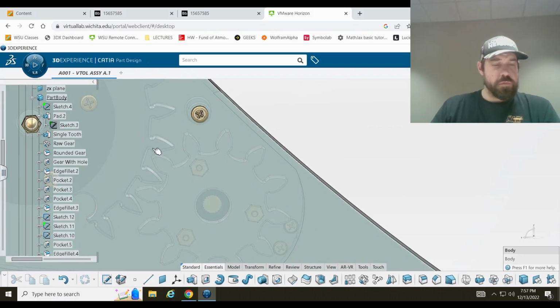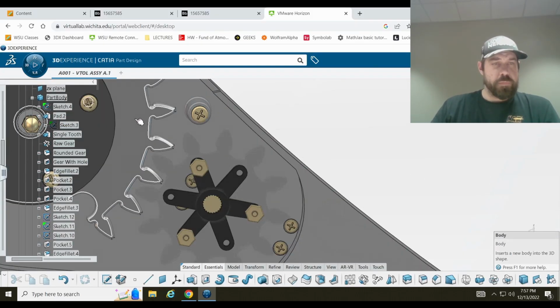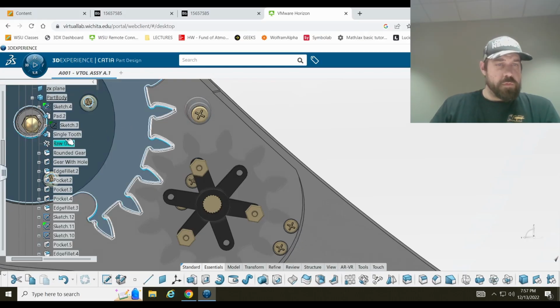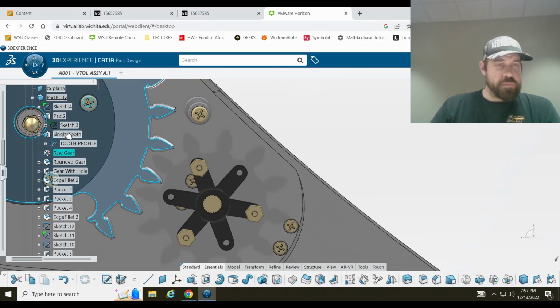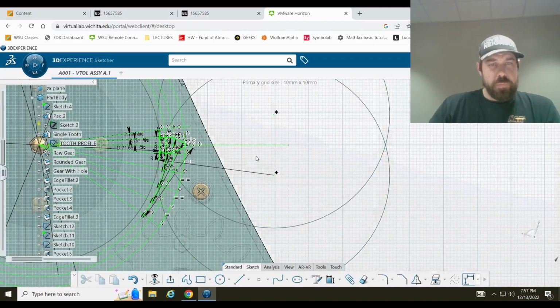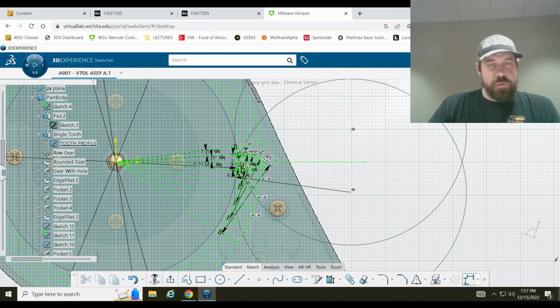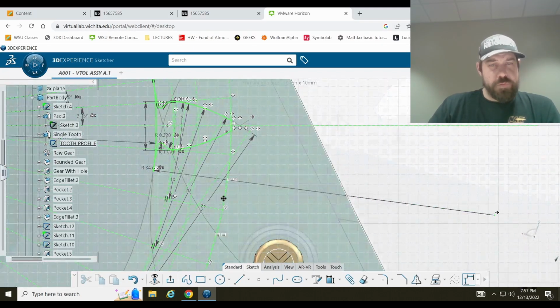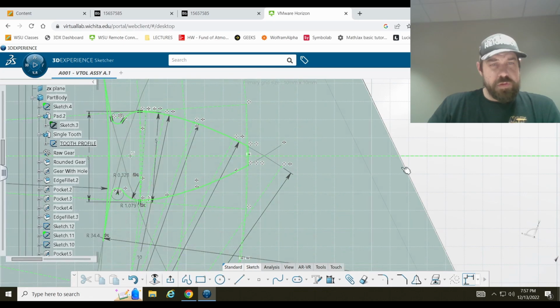We're in the wrong part. Single tooth profile. So again, this is done basically the same way with the same setup.